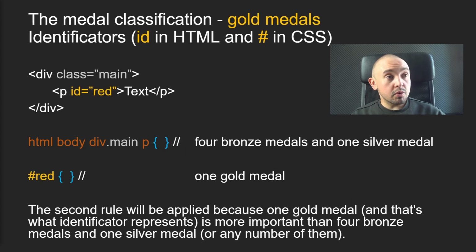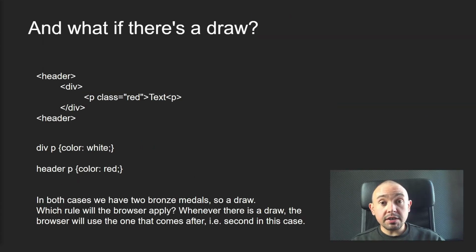Gold medals are awarded for identifiers, called ID for short. We create an identifier for a certain element in HTML using the ID attribute in the tag. Unlike a class, a particular identifier can only be assigned to one element. We refer to the ID in CSS by the hash symbol. The gold medal is the most important in the medal classification, and always means more than all the silver and bronze medals put together. And what if there's a draw?